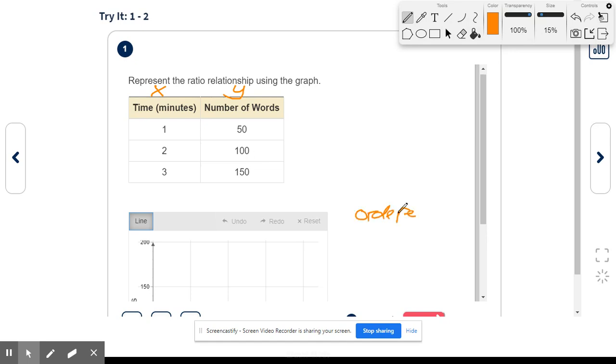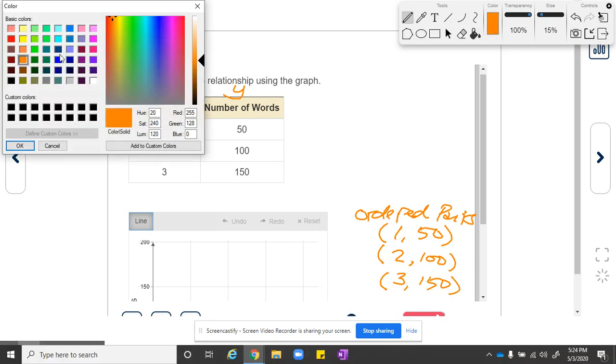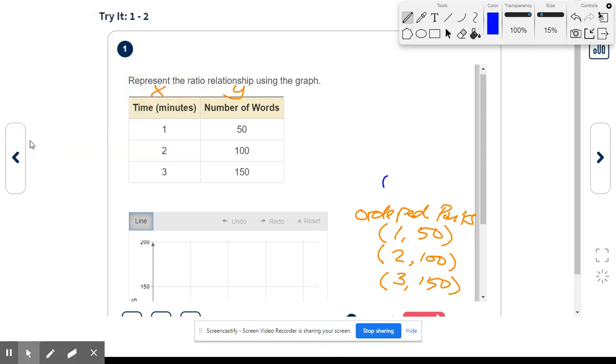So our ordered pairs would be for every 1 minute, you type 50 words. So 1 minute, 50 words. For 2 minutes, 100 words. And for 3 minutes is 150 words. Now, let me change this color. Blue. Remember, this is your x. When you do your ordered pairs, this is your y.